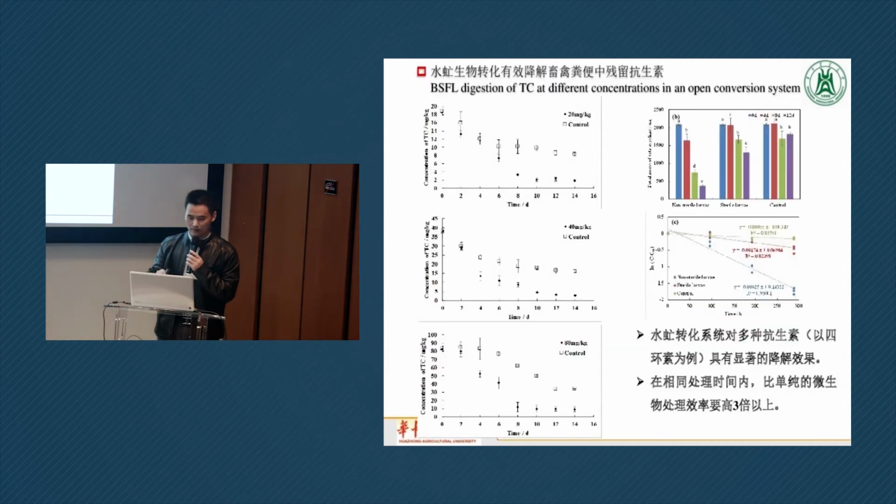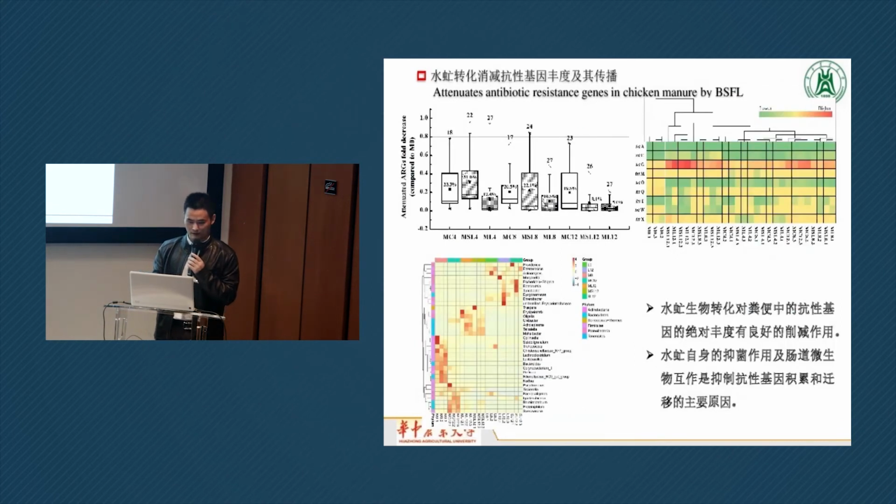So this data is unpublished. It just finished in May. It's still under revision for the paper, and it shows bacterify conversion can reduce the concentration of antibiotics. It can also reduce the antibiotic resistant genes in the manure after conversion. You can see the various changes of the concentration of the genes.